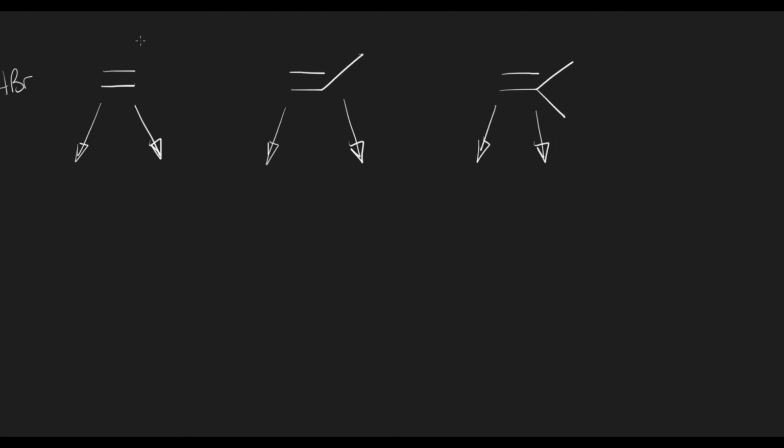So for this first one, which is ethene, it's evenly distributed between the left-hand side and the right-hand side, and actually these molecules are completely equivalent. For this one, which is propene, we put these names in here. This is ethene, this is propene, and this one is 2-methylpropene.